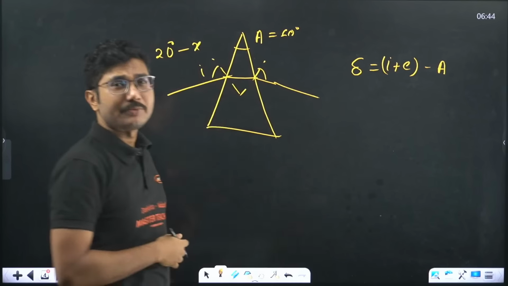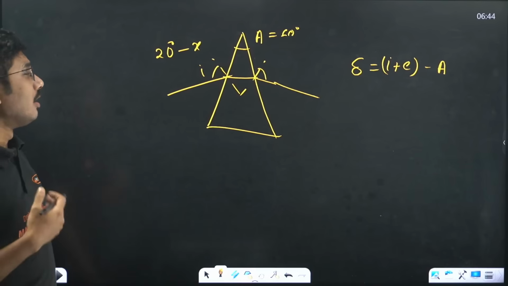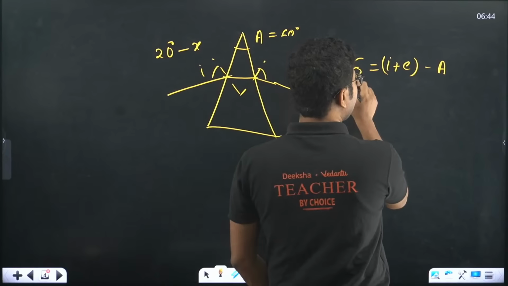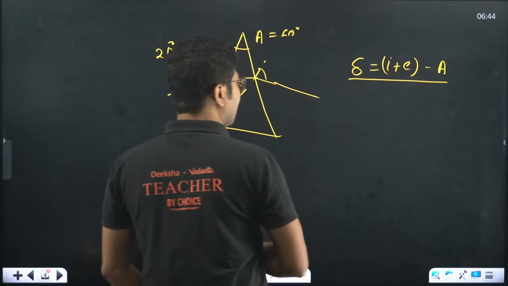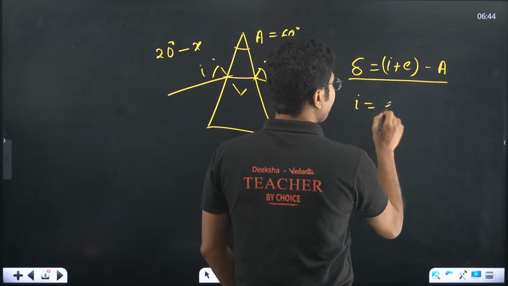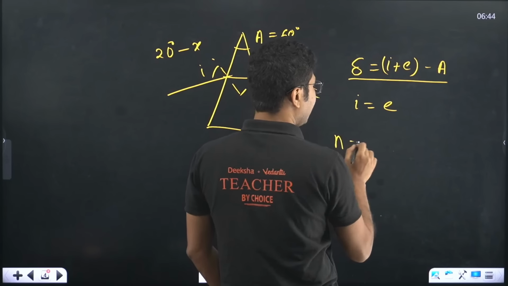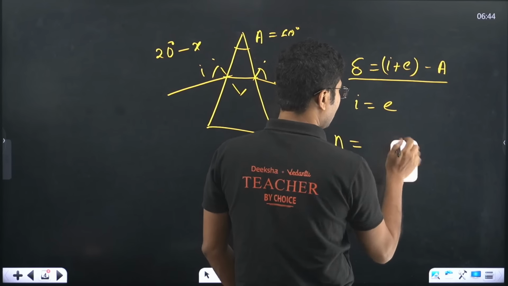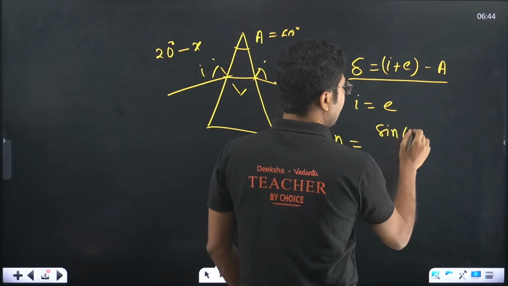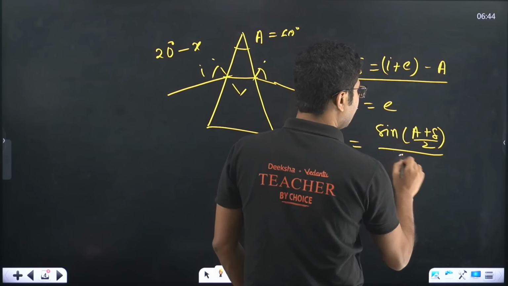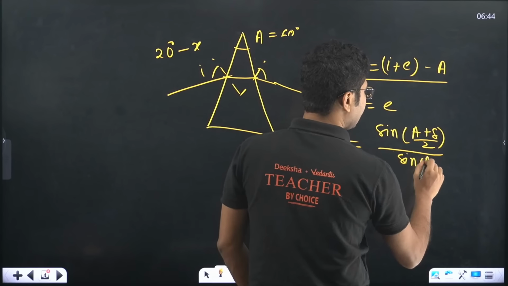In case of minimum deviation, what is the angle of emergence? So these kinds of things may be asked. So just remember this is the formula for minimum deviation. If i equals e, then they might ask what is the refractive index. Refractive index is sine of (A plus delta) by 2 divided by sine A by 2. So this is the refractive index.